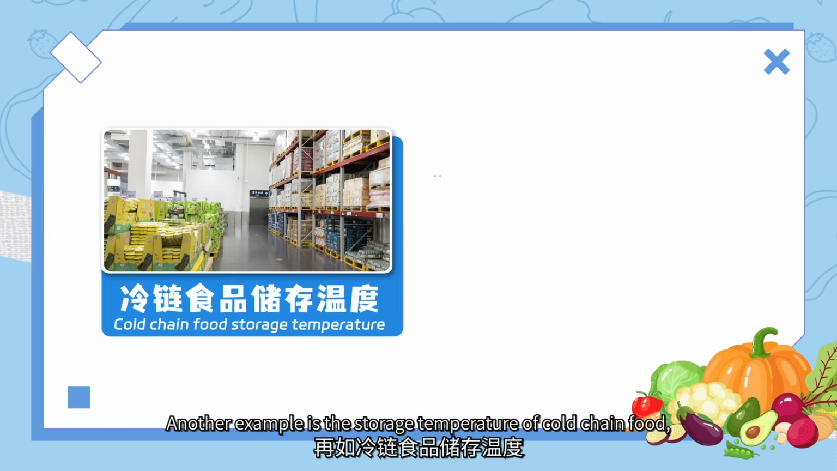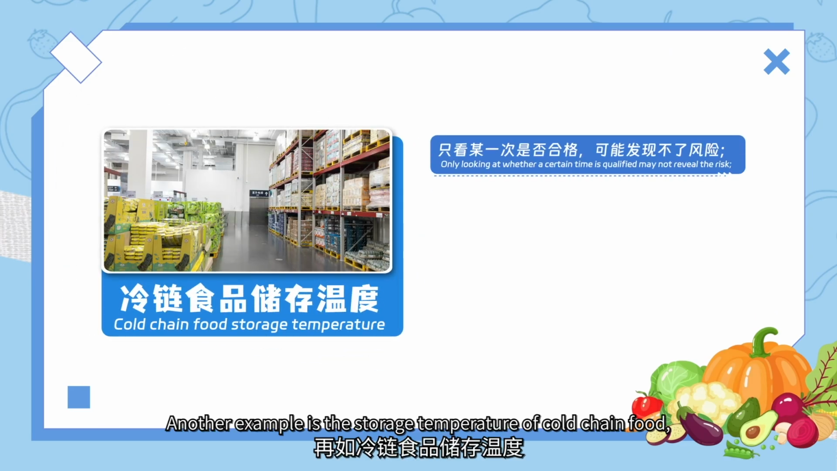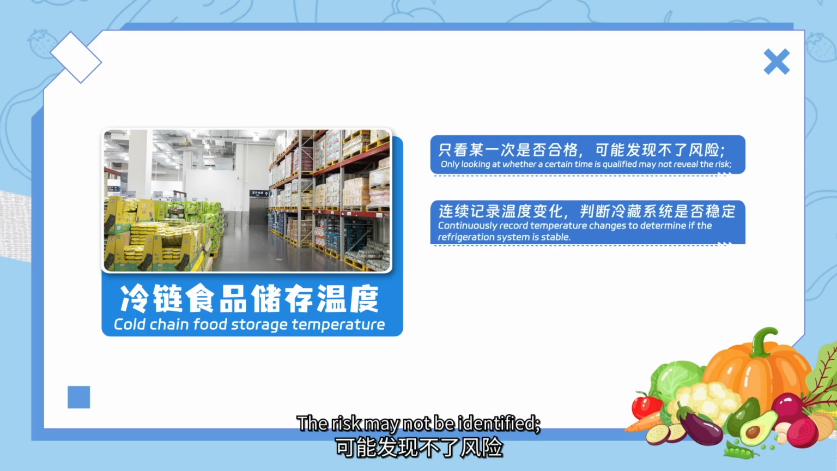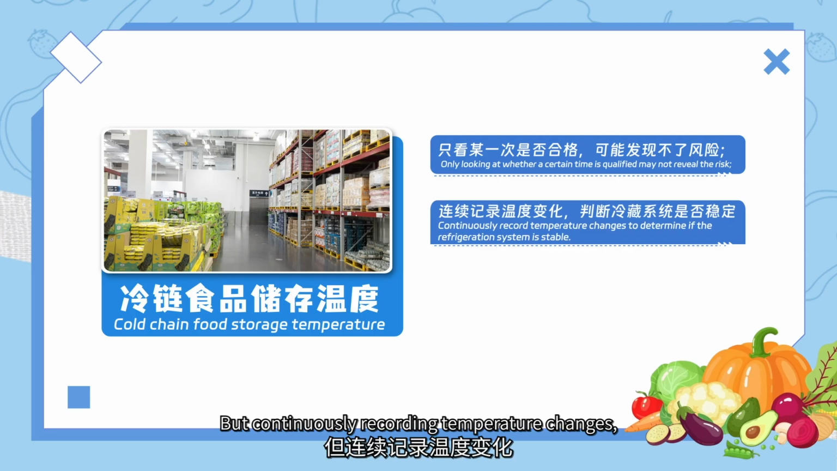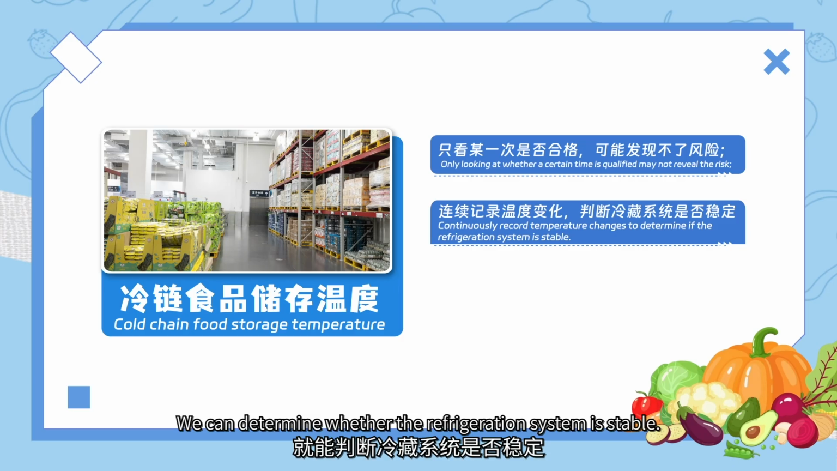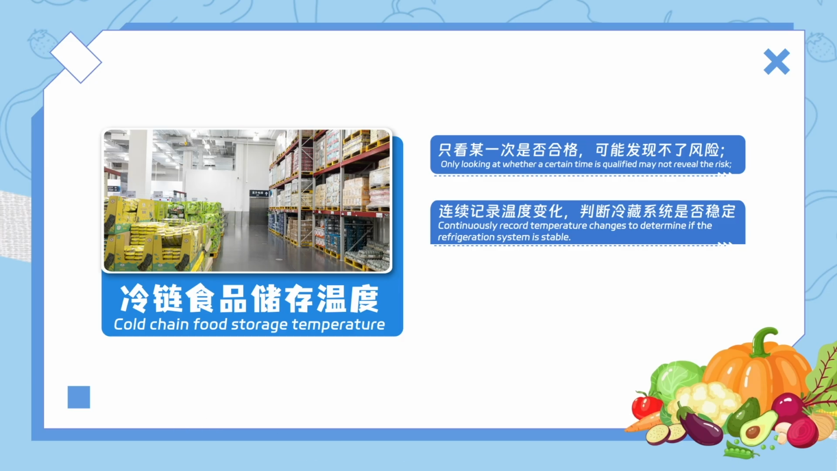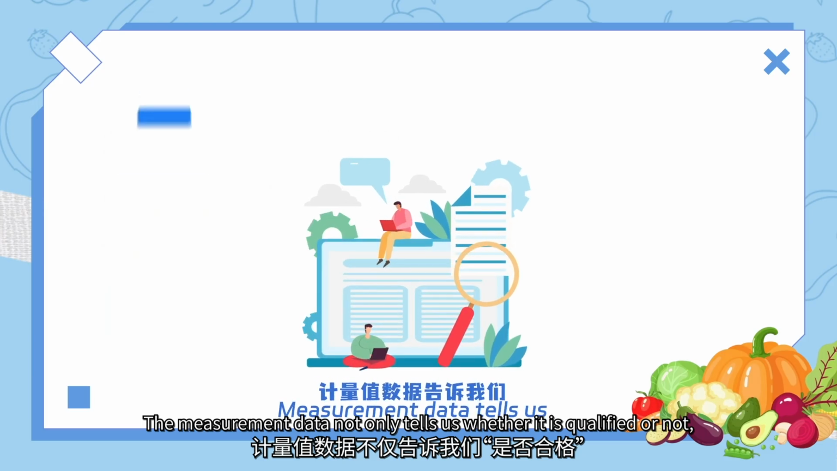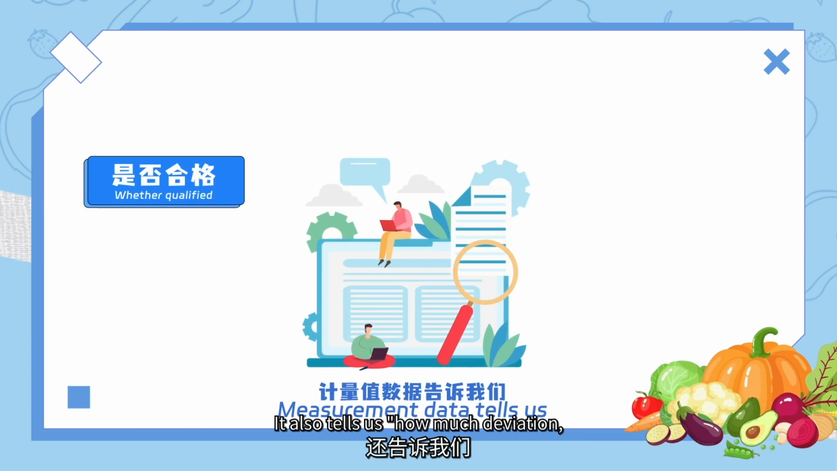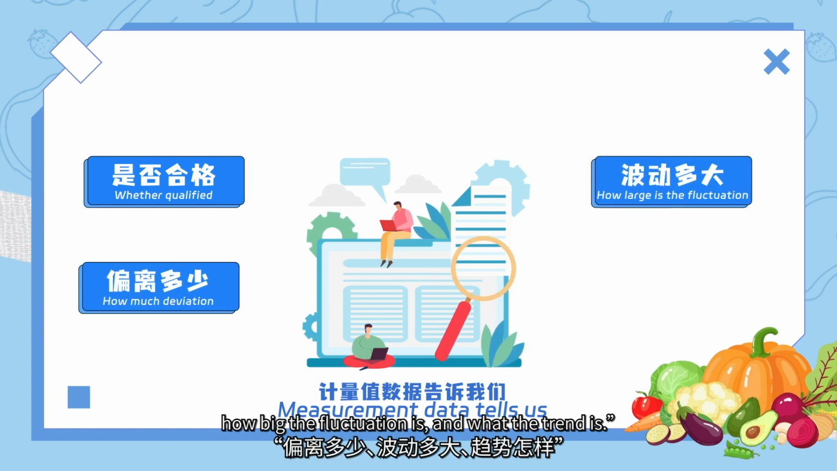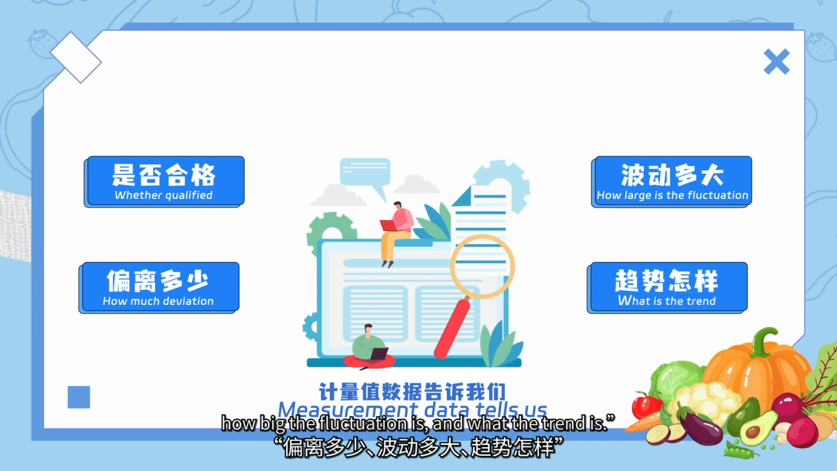Another example is the storage temperature of cold chain food. If we only look at whether a certain attempt is qualified, the risk may not be identified, but by continuously recording temperature changes, we can determine whether the refrigeration system is stable. Thus, it can be seen that measurement data not only tells us whether it is qualified or not, it also tells us how much deviation, how big the fluctuation is, and what the trend is.